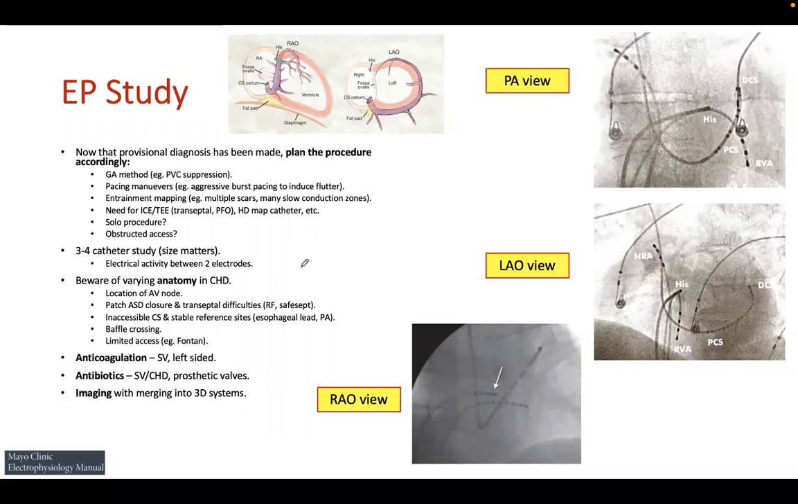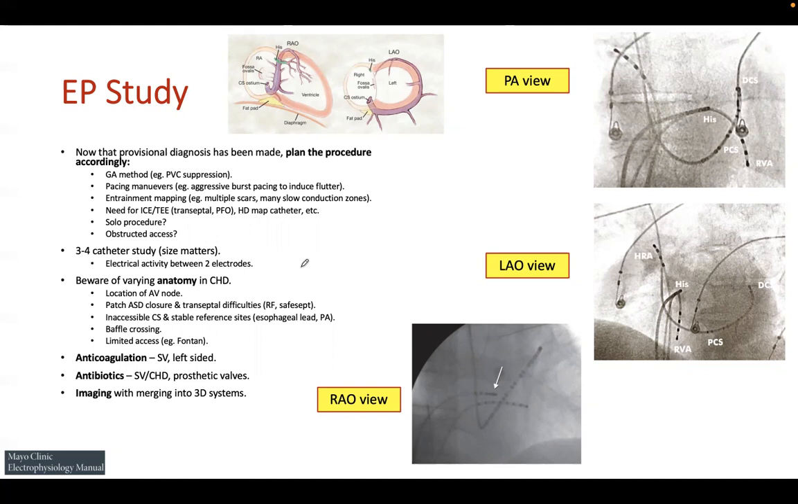Anticoagulation: if it's a single ventricle patient, or any left-sided transseptal procedure, you need to anticoagulate. And if you are thinking of epicardial ablation, you have to reverse anticoagulation and so forth. You might do epicardial first and then endocardial for that reason. If it's a single ventricle or complex congenital heart disease, or there are prosthetic valves, you might need to give antibiotics pre-procedure. And if it's a complex anatomy, you might need to do imaging beforehand and then merge it with the 3D system.